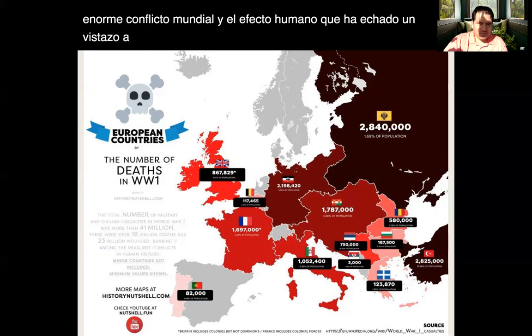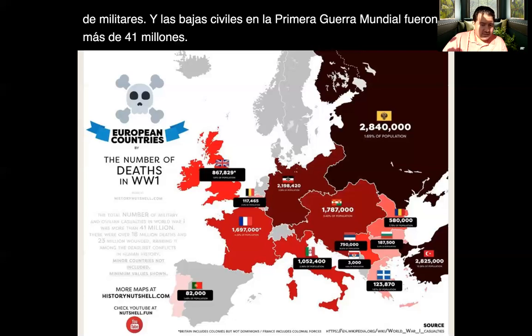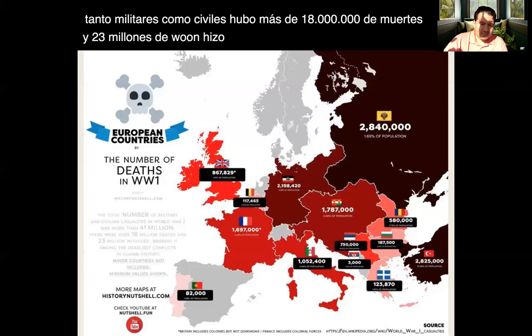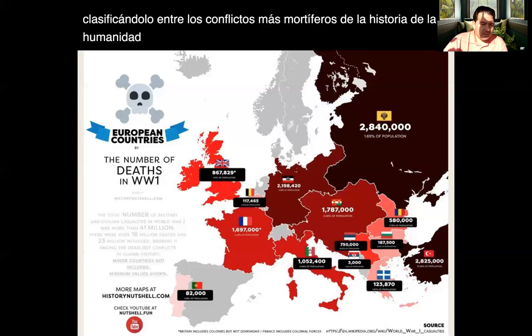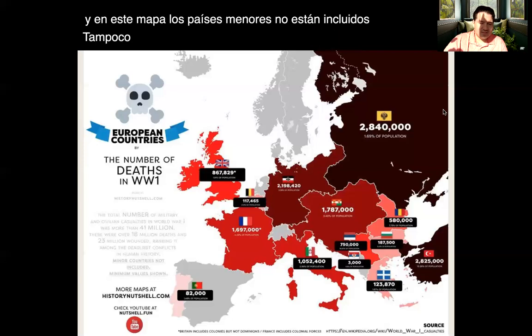So the total number of military and civilian casualties in World War I was more than 41 million. Both military and civilian, there were over 18 million deaths and 23 million wounded, ranking it among the deadliest conflicts in human history. And on this map, minor countries are not included. Neither are the numbers from the United States.